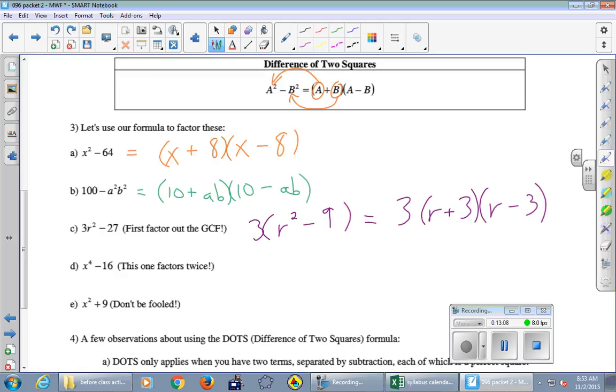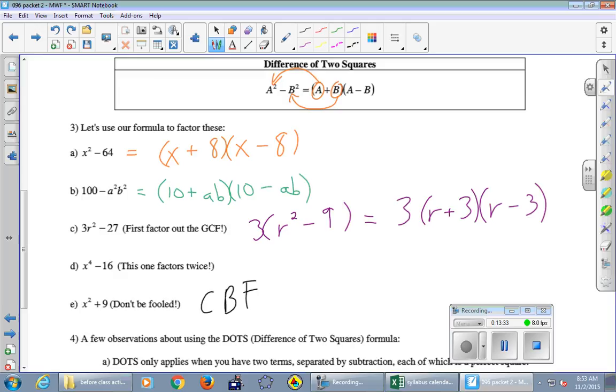We're going to go kind of out of order here. I want to jump to E first. X squared plus 9. How many terms? 2. Symbol between? Plus. Is that okay? It is not. As soon as you see that plus in between, it's not this difference of 2 squares. All right, CBF, is that all right? Cannot be factored. I think that's good.